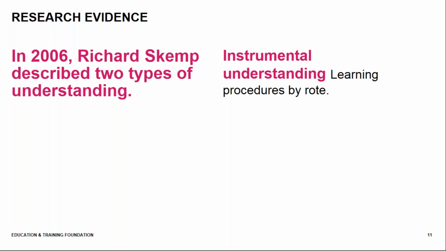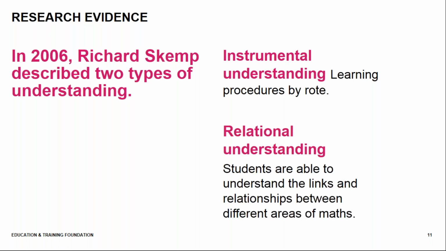Instrumental learning is certainly how I was taught for the most part. We would be shown a method, do 20 questions to practice the method, and then it was deemed that we knew what to do. So what's the alternative? Skemp described something he termed relational understanding, which is where students are able to understand the links and relationships between different areas of maths. An example of this would be teaching fractions, decimals, and percentages together, so students can spot the patterns and links between the 3 ways of expressing the same thing.